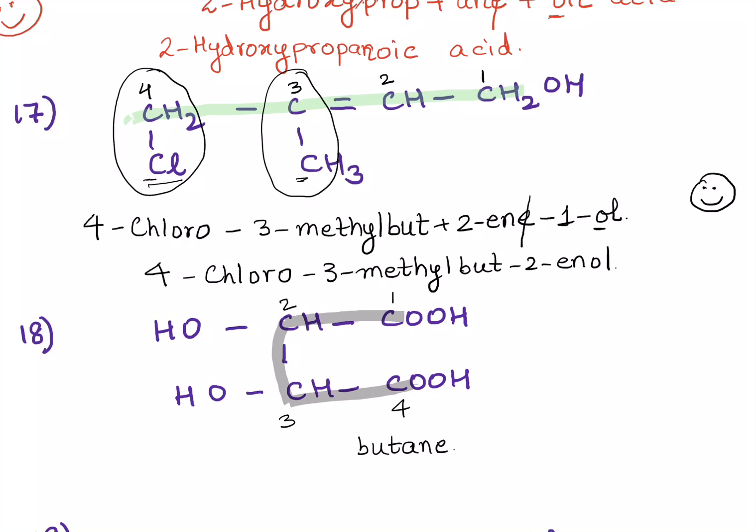What about the functional groups? At positions 1 and 4, I have what functional group? COOH. It's a carboxylic acid, so oic acid. How many such groups are there? There are 2 of them. So how do I say that? I will say it as dioic acid.